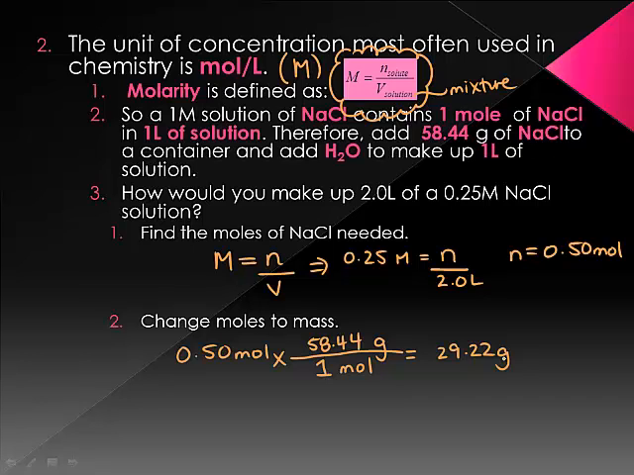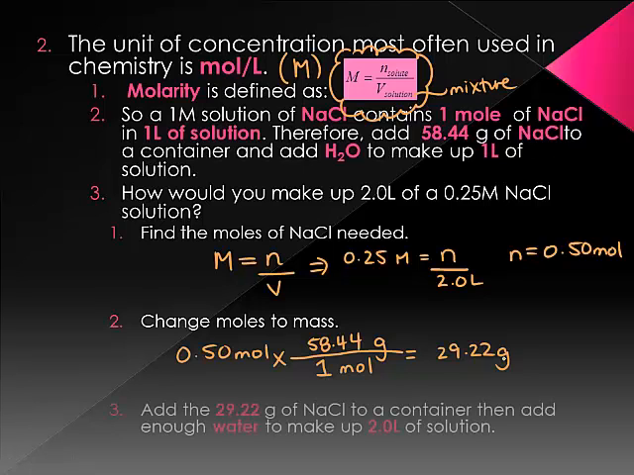And I want 2 liters of solution. Notice again, it's 2 liters of solution, not 2 liters of water. So in order to make that solution, I need to add the 29.22 grams of sodium chloride to a container, and then add just enough water to make 2 liters of solution, of final mixture. I'm not adding 2 liters of water.